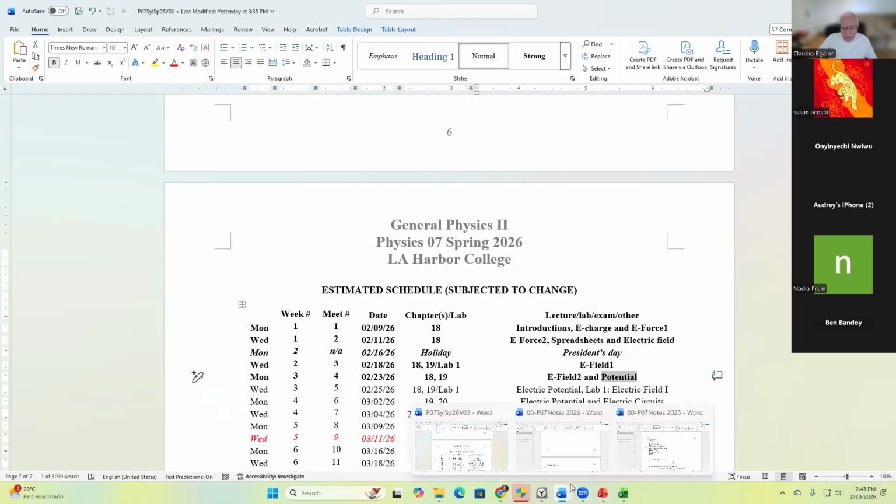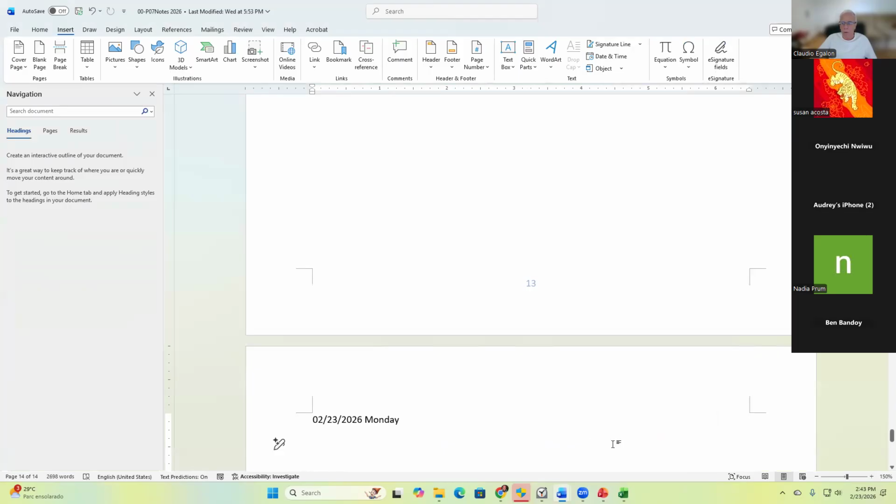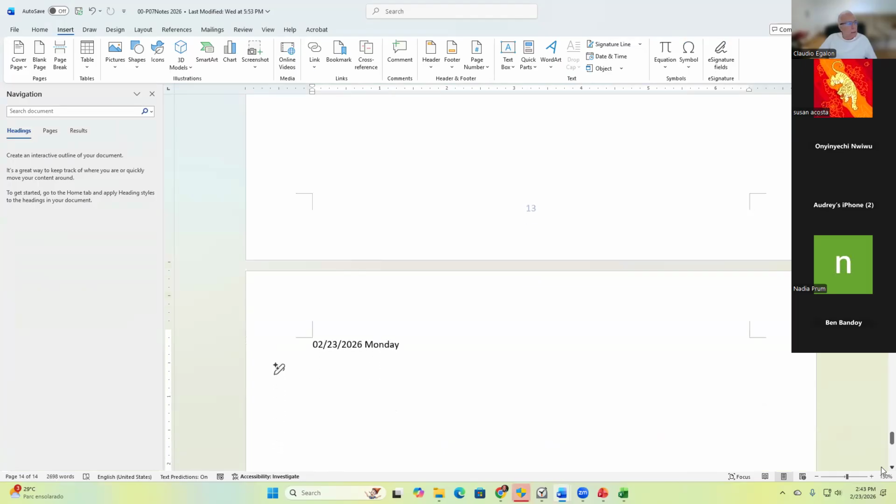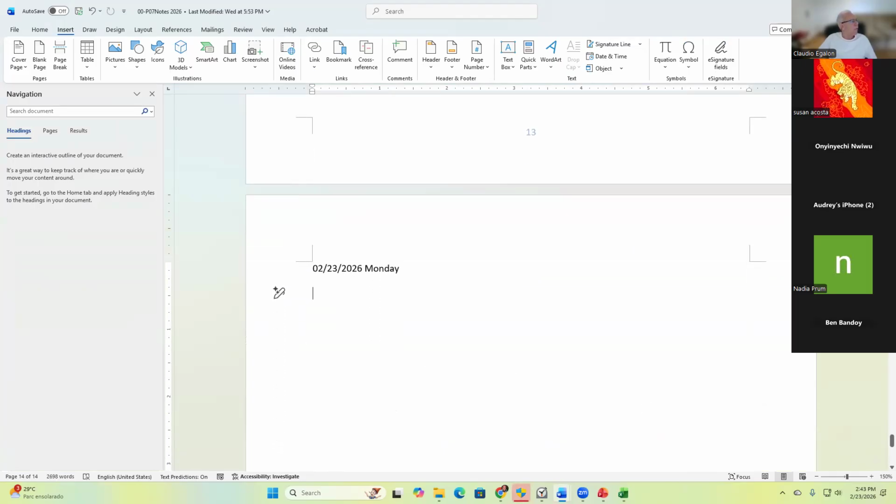And let's take a look also at the chapters in the book. Here you go, here are my notes. All right. So you can locate the first section in chapter 18, which is the origin of electricity.